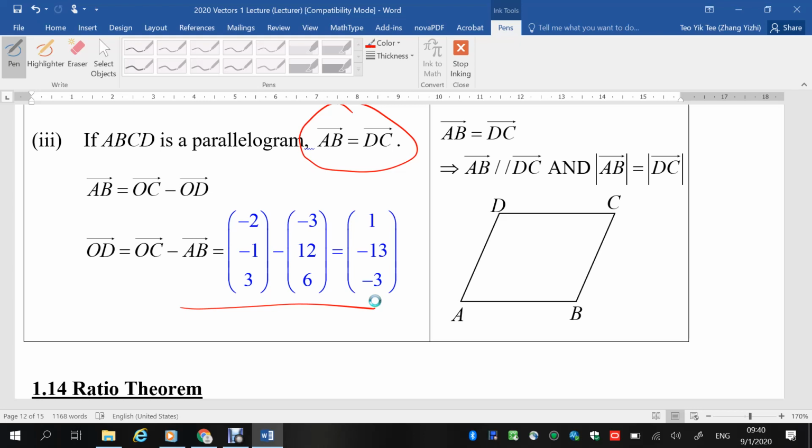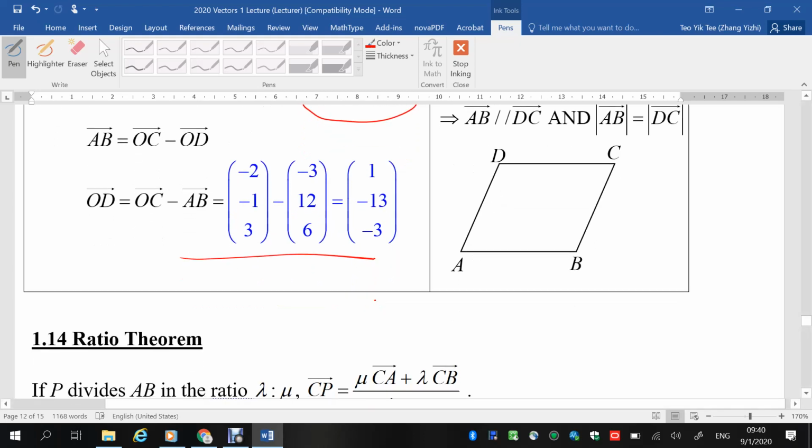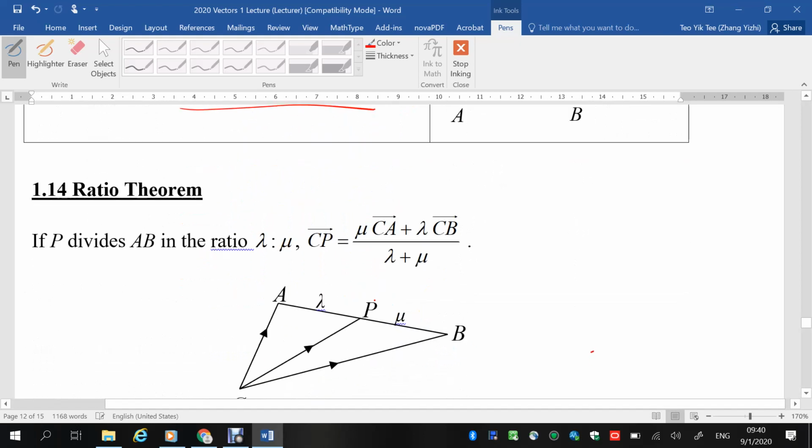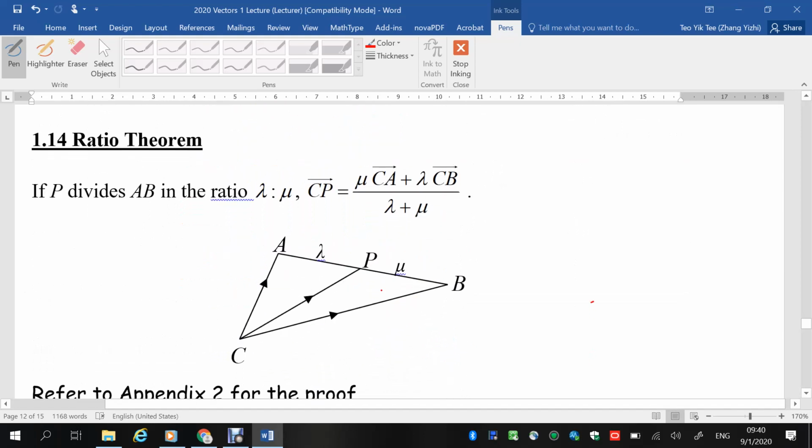Can I double confirm again? Have you all learned ratio theorem in your secondary school before? Does this formula look familiar? I know it's supposed to be taught in your secondary school. So if I have a diagram that looks like this, okay?